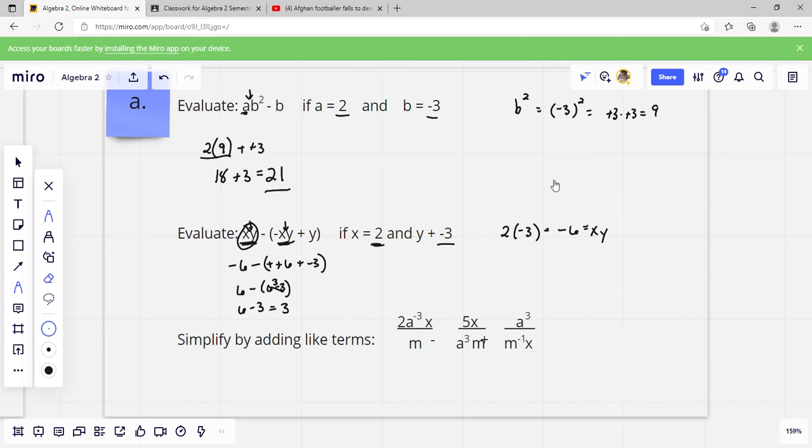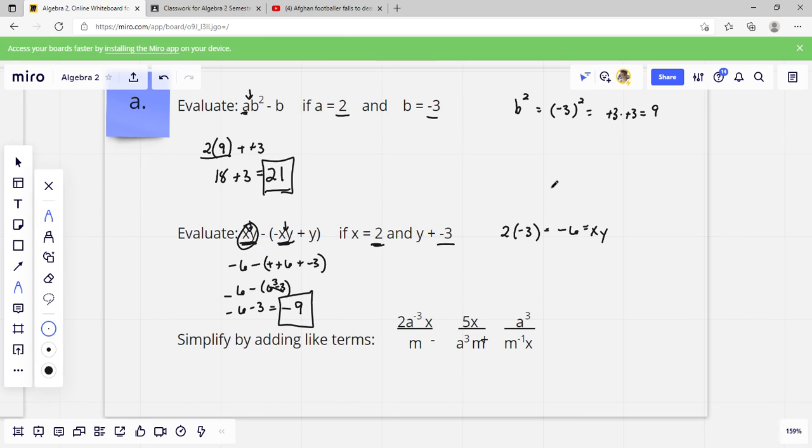Oh, no, that says negative 9. Oh, whoopsie, I forgot, that's negative 6. There we go. That's what's wrong with it. Negative 6 minus 3 is going to be negative 9. So the answer is negative 9. If you got negative 9, good job.